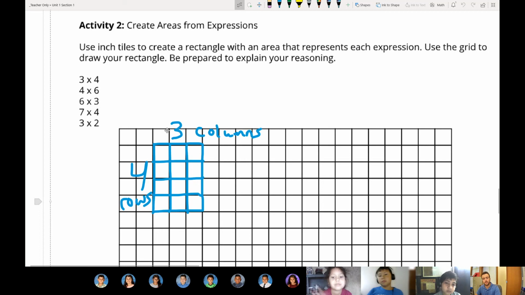Now, question for you, Jacob. Could you have switched these around and had 3 rows and 4 columns? Right, you can. Yes. I see a little head nod there. Yeah, you can switch these around and it will still be the same rectangle, but just flatter and longer instead of thin and tall, right?